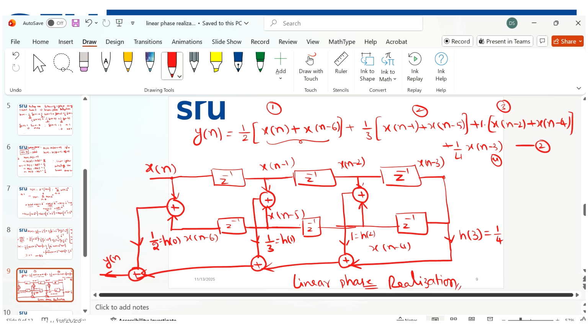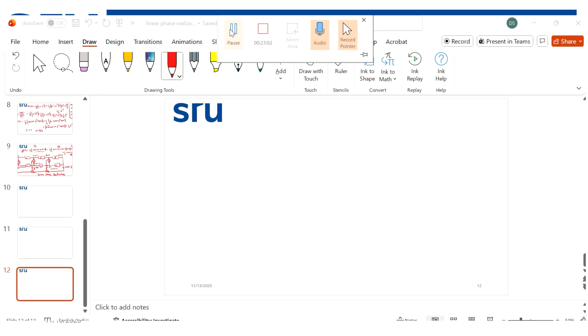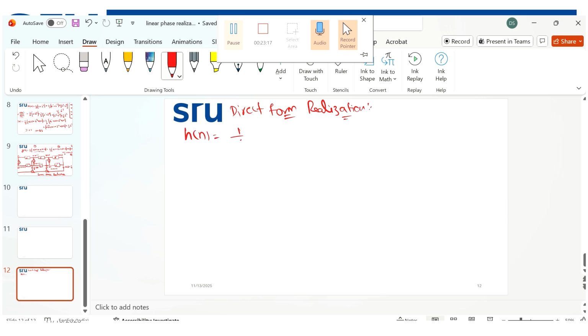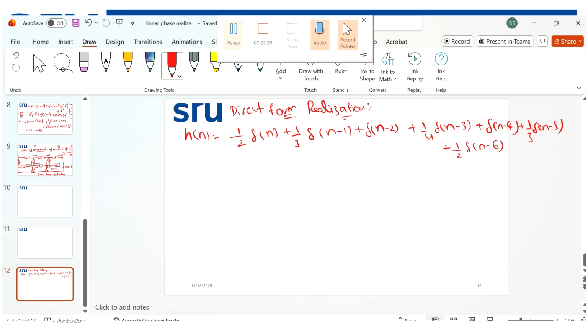So for each and every realization we have a specific procedure. Using the direct form realization, the first given expression is h of n is equal to 1 by 2 delta of n plus 1 by 3 delta of n minus 1 plus delta of n minus 2 plus 1 by 4 delta of n minus 3 plus delta of n minus 4 plus 1 by 3 delta of n minus 5 plus 1 by 2 delta of n minus 6.